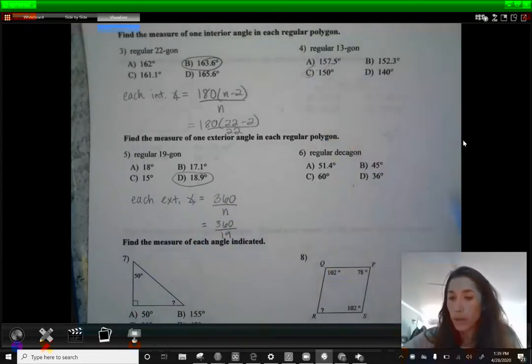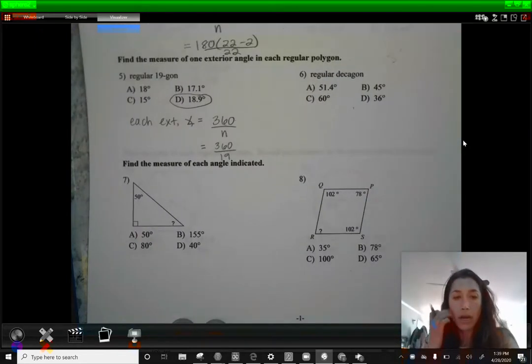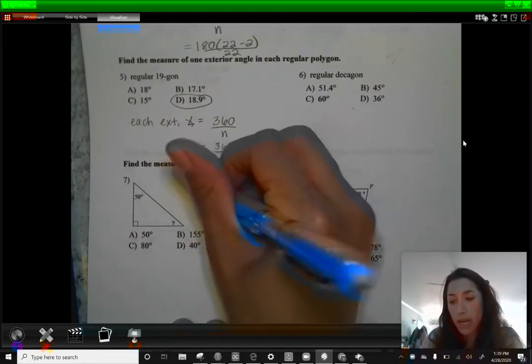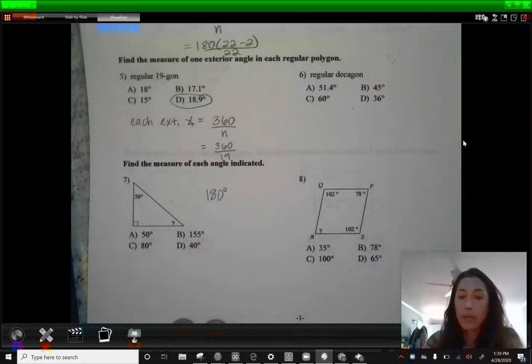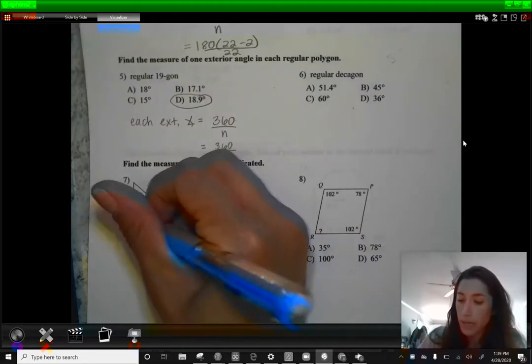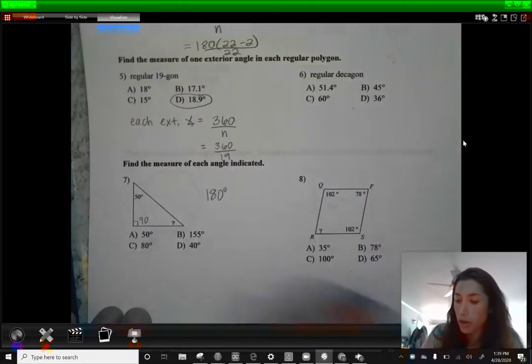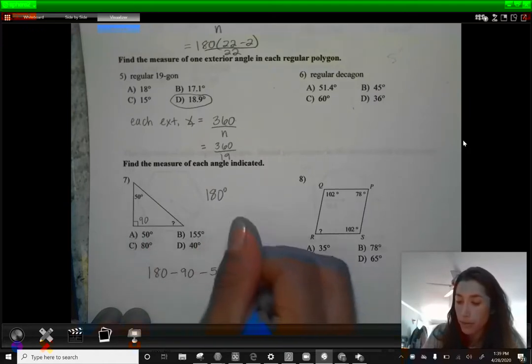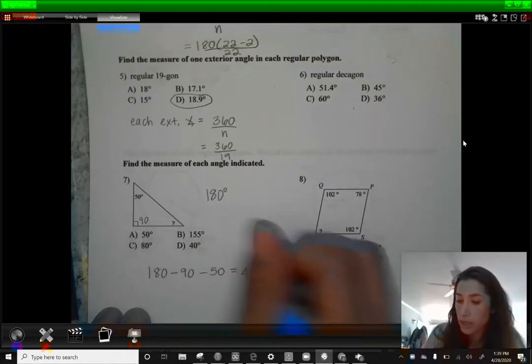Okay, now we're looking at some shapes here. We have a triangle. Triangle sum theorem says we have 180 degrees total in our shape. And we know this right angle symbol is 90. So to figure out this question mark, you could just take 180, subtract 90, and subtract the 50. And that would leave you with 40 degrees.